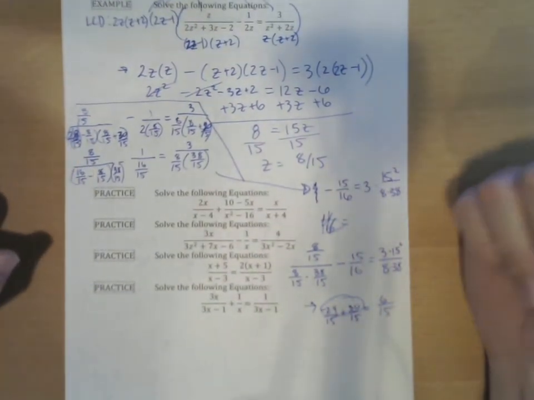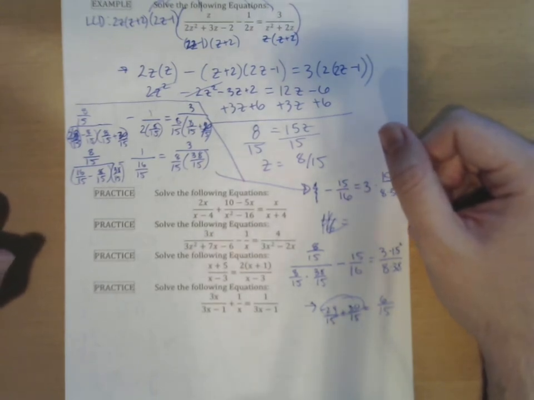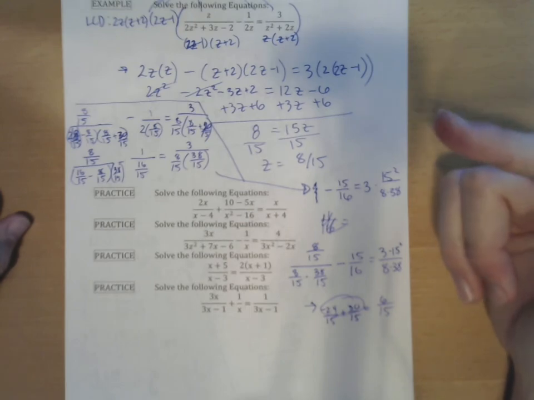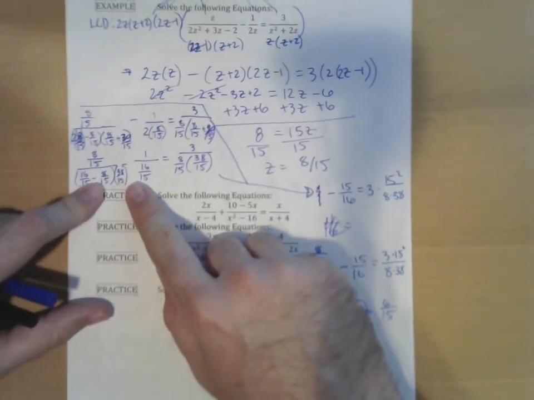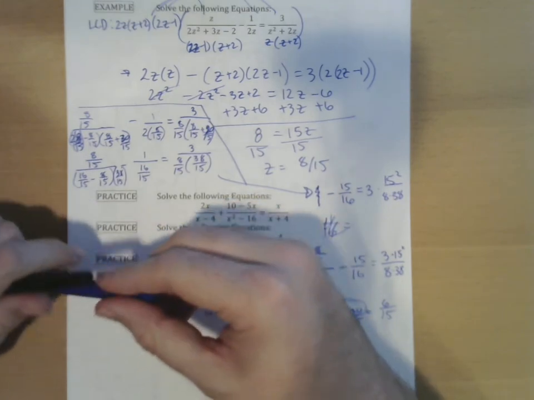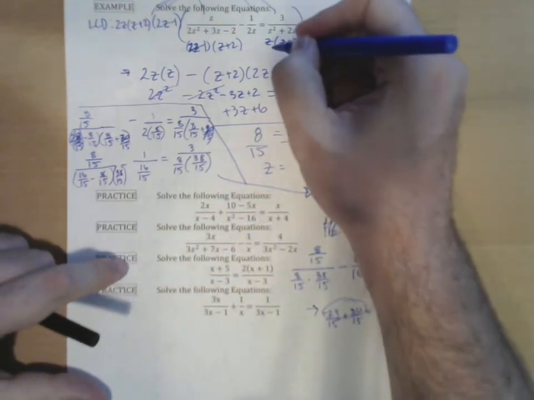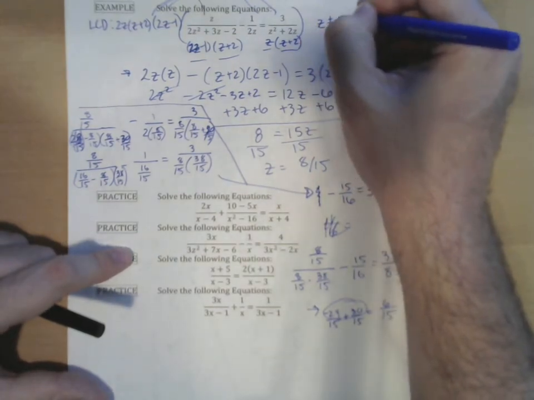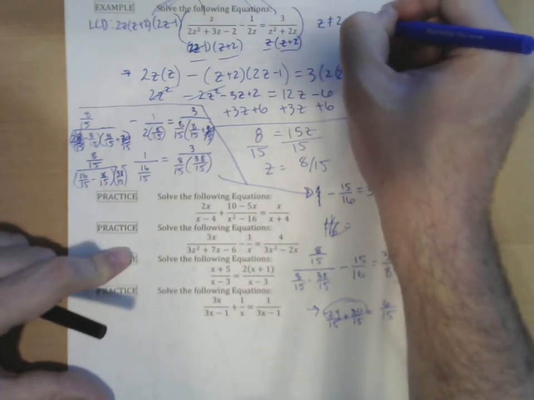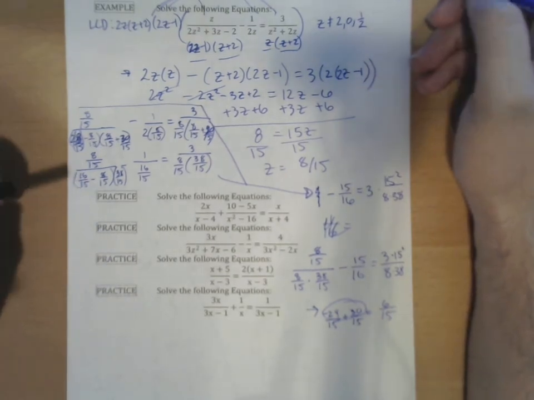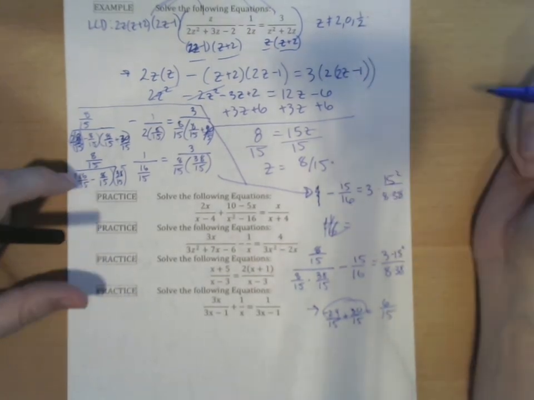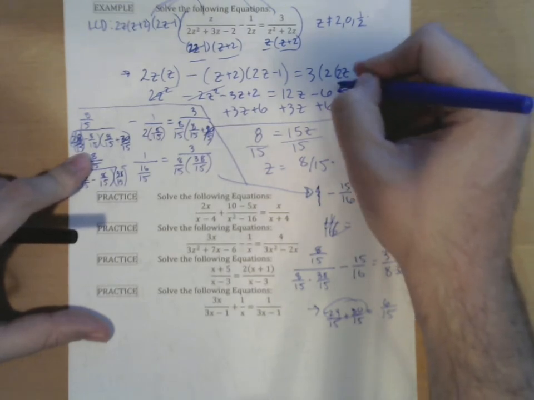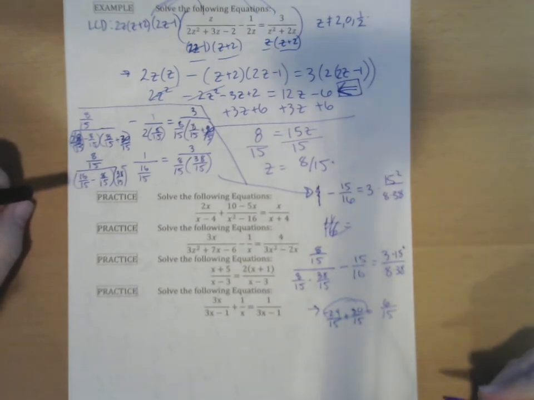So if you don't want to have to do as much work as I just had to do to fix that error, you want to make sure that you are very, very careful when you're plugging things back in. Also, a little shortcut here that we didn't talk about. Our domain is very specific. Z cannot be 2, it can't be 0, and it can't be 1/2. So as long as our answers are not these, which they are not, you can actually plug it into this step right here, and it will make your life a little bit easier.